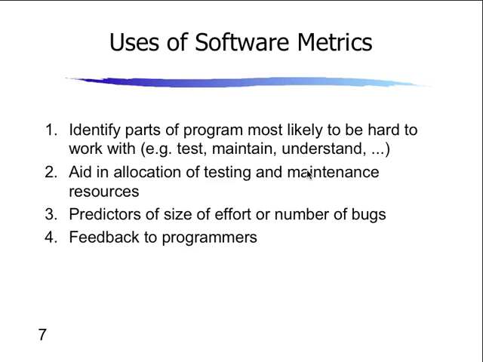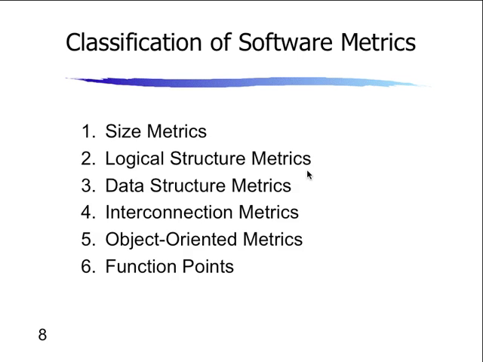Uses of the metrics: maybe to identify parts of the program most likely to be hard to work with. Aid in the allocation of testing and maintenance resources, predictors of the size of the effort, number of bugs, and also feedback to programmers. You know, like what should be fixed next. Might be, well, it came out of this feature. Oh, this feature is really hard. Oh, okay, that's going to take more time to fix or something.